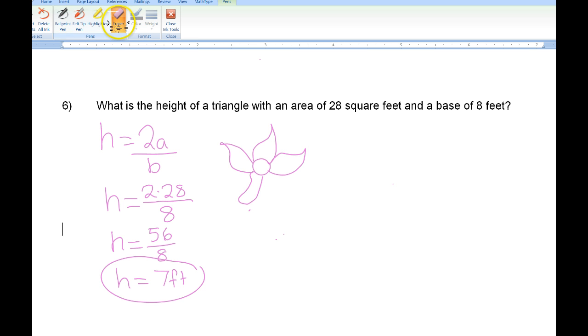That looks like a pickle. Okay. Math class, not funny class. I was drawing a flower, but one of the petals looked like a pickle.